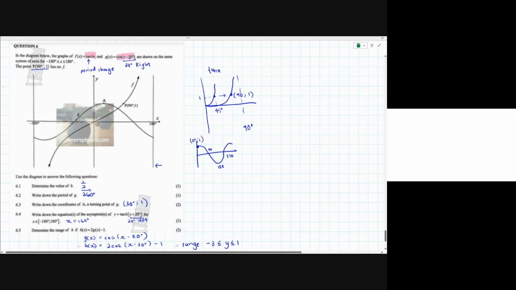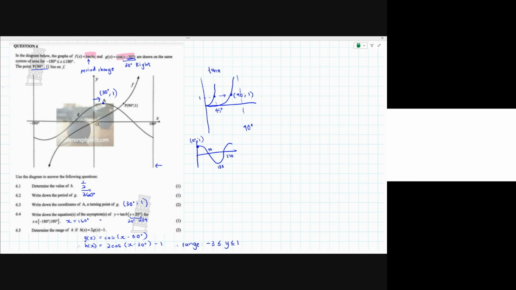However, because your cos graph is now moving 30 degrees to the right, this must move now to (30, 1). It's still at a maximum. I haven't shifted it up or down or changed the period. But now instead of being at (0, 1), it's now at (30, 1). And again, knowing your parent function makes that super easy.